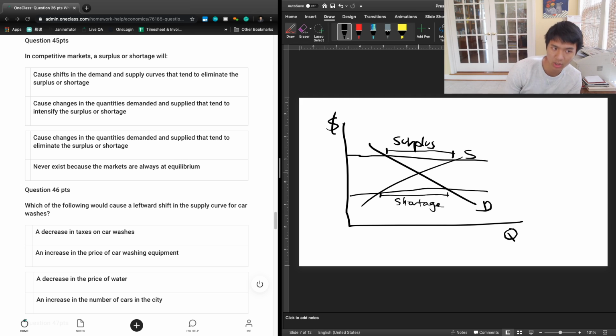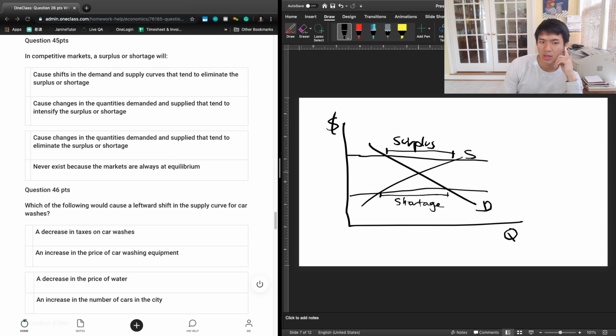Choice B says it causes changes in the quantities demanded and supplied that tend to intensify the surplus or shortage. While this answer choice does talk about changes in quantity demanded and supplied, it says that surpluses and shortages will be intensified, and that's not going to be correct, right? We know that in competitive markets, surpluses and shortages are actually eliminated by changes in quantity demanded and supplied. So B is not going to be correct either.